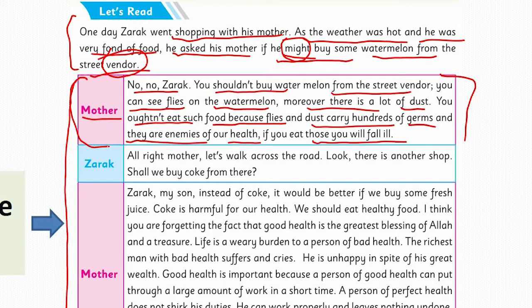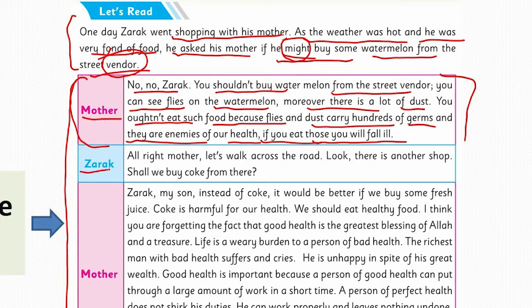उसके ऊपर घूम रही थी मक्खियाँ watermelon के ऊपर, जो कि बहुत ज़्यादा गंदी थी और जरासीम की वजह बन सकती थी. और जरासीम क्या हमारी हेल्थ के दुश्मन है. ज़र्क की माँ ने उसे ये कहा कि अगर आप ये तरबूज खाओगे जरासीम वाला जिसके ऊपर मक्खियां घूम रही हैं तो आप बीमार हो जाओगे.